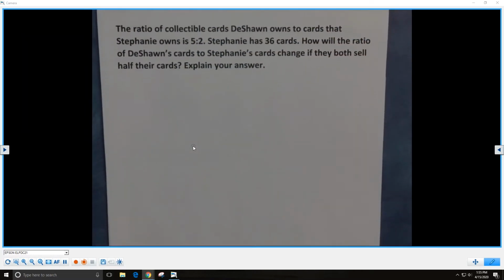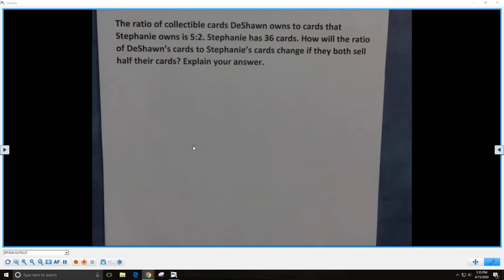Okay, so here's our first problem. The ratio of collectible cards Deshawn owns to cards that Stephanie owns is 5 to 2. Stephanie has 36 cards. How will the ratio of Deshawn's cards to Stephanie's cards change if they both sell half their cards? Explain your answer. Make sure that you're working the problem on your paper as I work it out here in front of you.